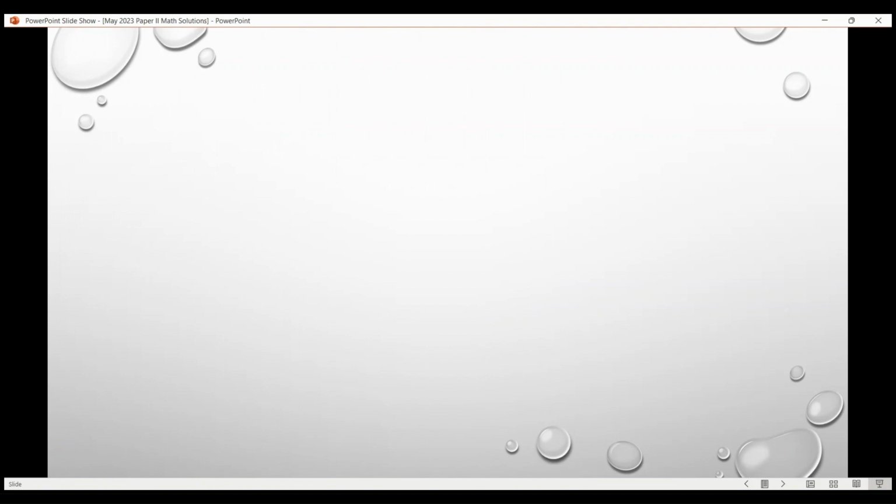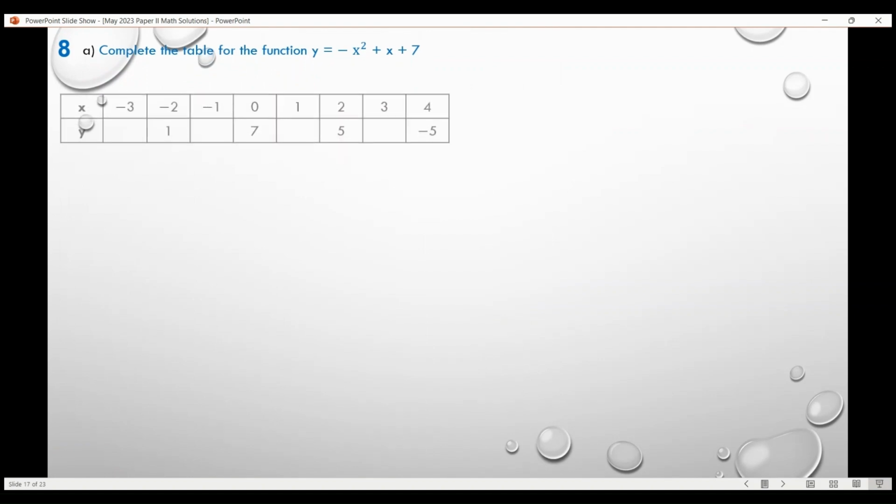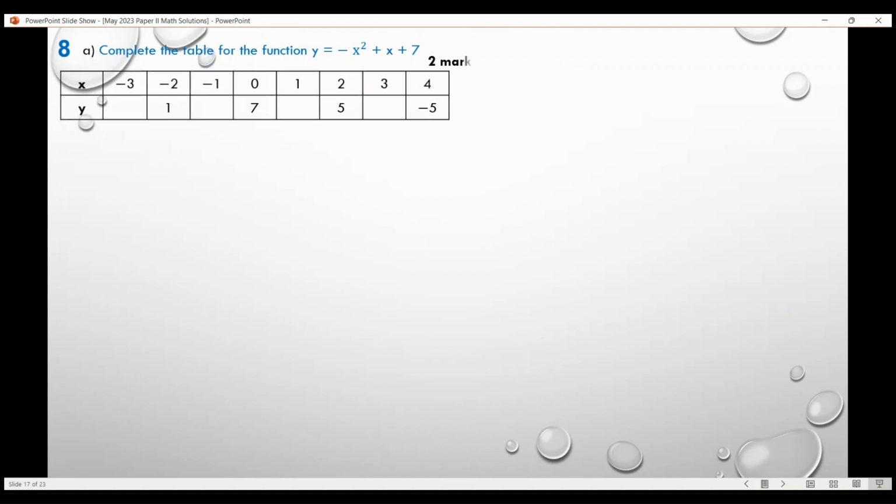Let's now go on to number 8, which actually starts the second section of the paper. All questions being compulsory. Number 8, complete the table for the function y is equal to minus x squared plus x plus 7. So we have this table where we have some of the coordinates already generated, the y values from the x. So what can we work out? We can work out given the function y is equal to minus x squared plus x plus 7 for different values of x.